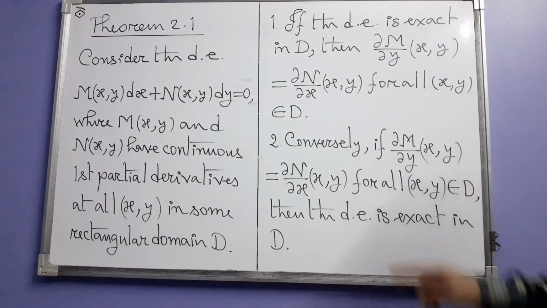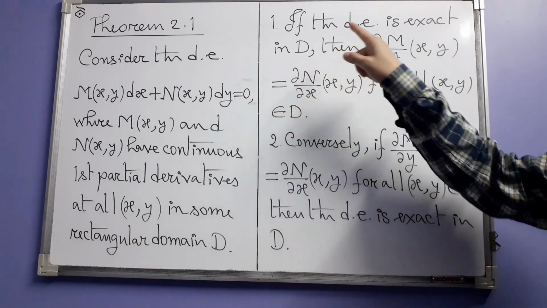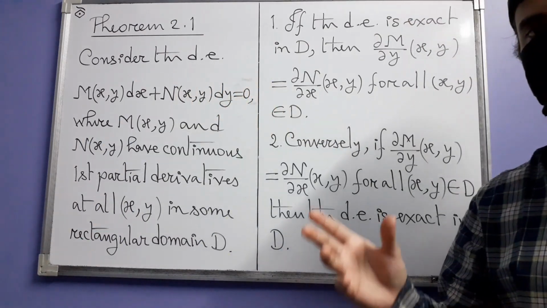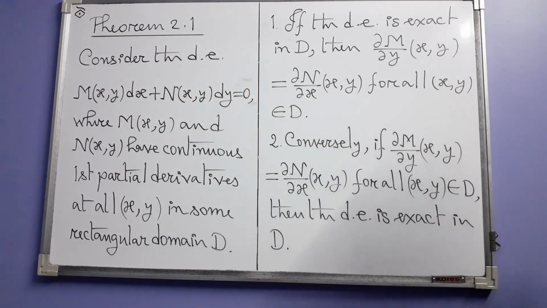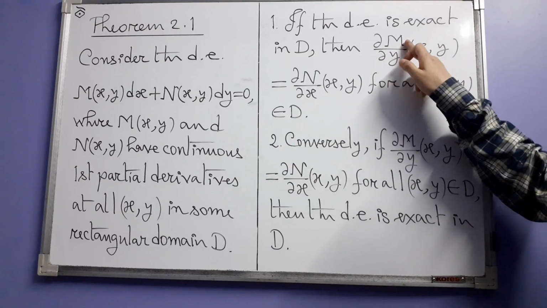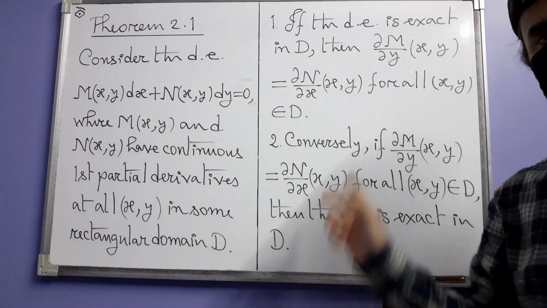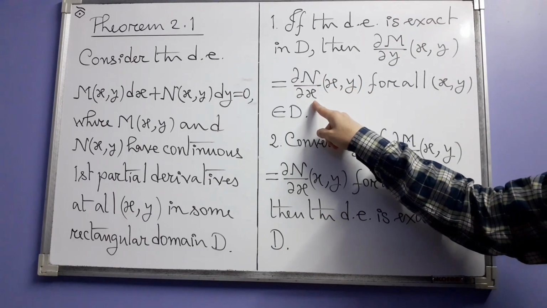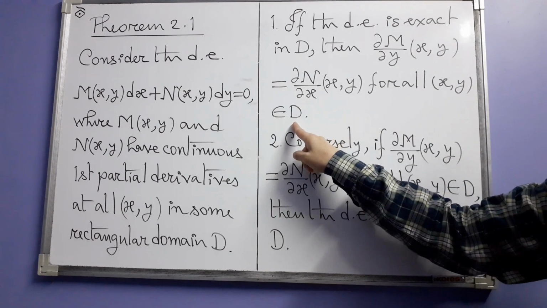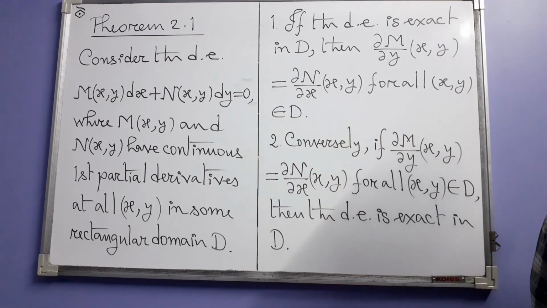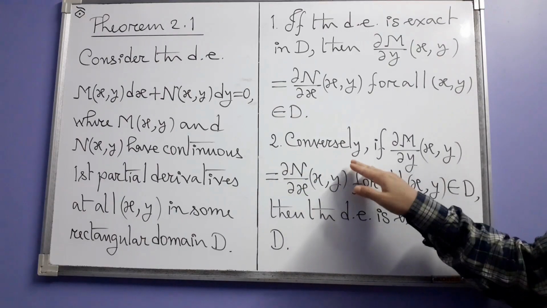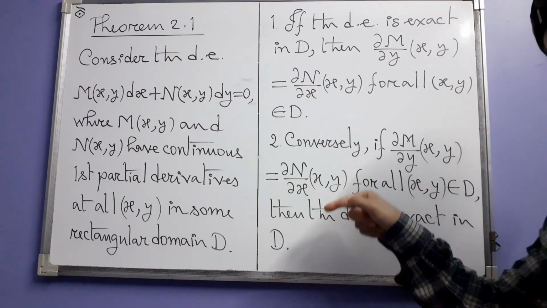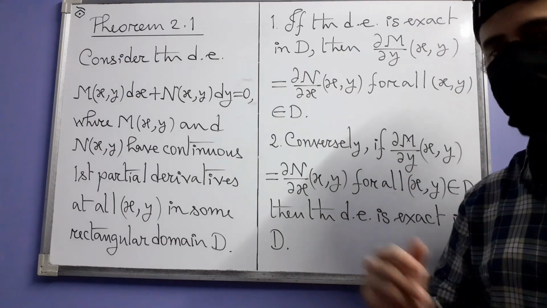Then, if the differential equation is exact, which means that the left hand side expression is an exact differential, then the partial derivative of M with respect to y is equal to the partial derivative of N with respect to x throughout D, for all (x, y) belonging to D. And conversely, if this condition is true, then the differential equation is exact in D. Now let's prove this.